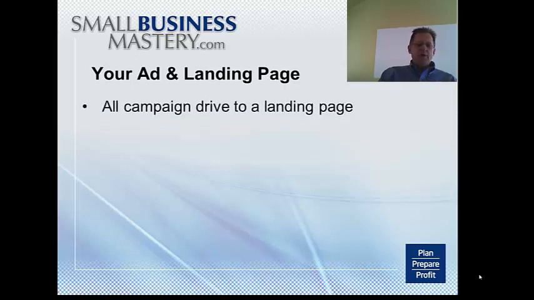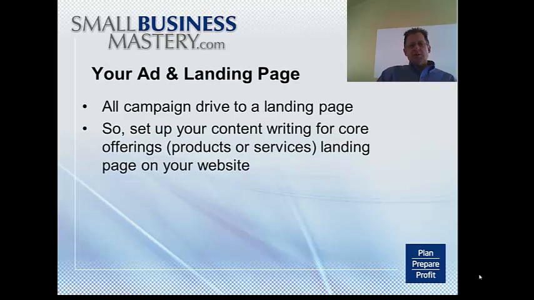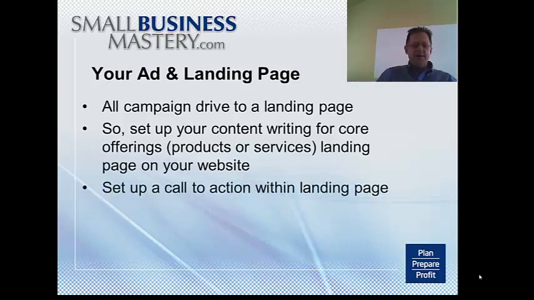So all campaigns that you do, all individual campaigns, and you should have 3 to 4, maybe as many as 10 campaigns running at a time, which is generating leads. All of them should drive to a landing page. So set up your content writing for your core offerings first, because chances are ads are driven around those core offerings. And make sure that you have a landing page on your website. So we've talked about how to set those landing pages so that there's content, how to get the content, and how to lay it out.